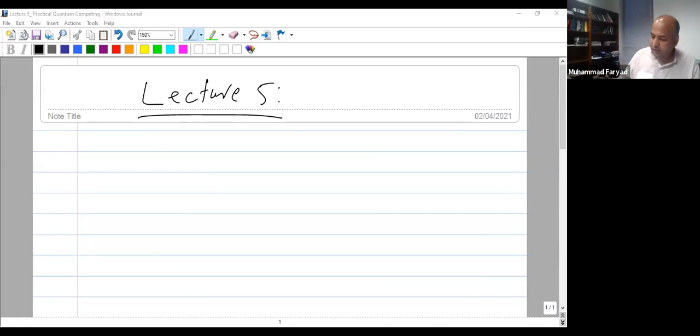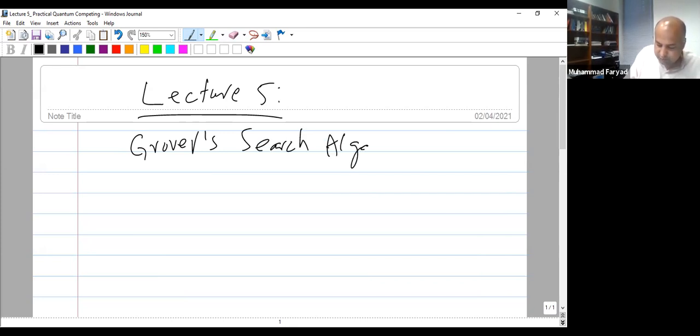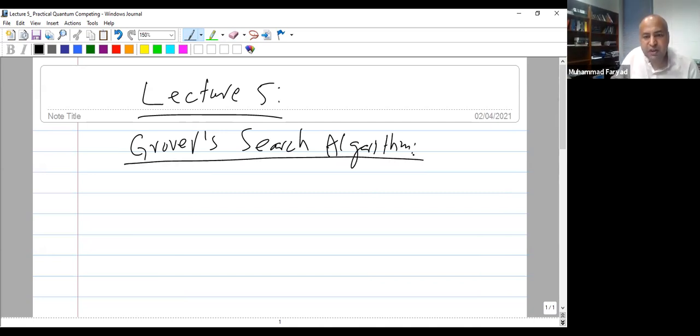So let me start sharing my journal. This Grover's algorithm actually is a very simple algorithm, and it shows many things. Grover's search algorithm: the purpose of the algorithm is to search through an unstructured data set.